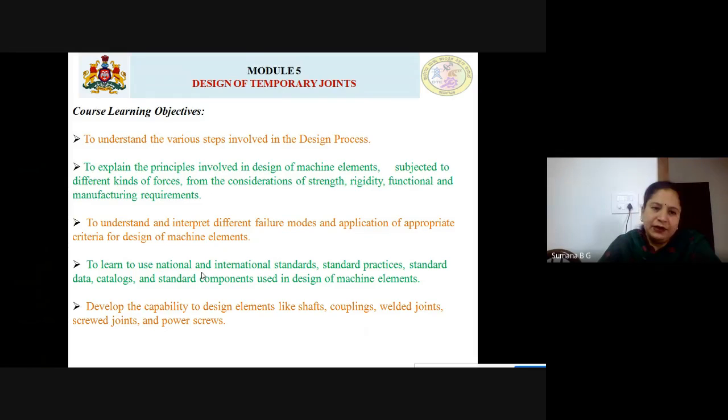The student will be able to understand and interpret different failure modes and their application with respect to the design of machine components. The student will be able to use national and international standards and will be able to develop the capability to design elements and components such as shafts, couplings, welded joints, riveted joints, etc.